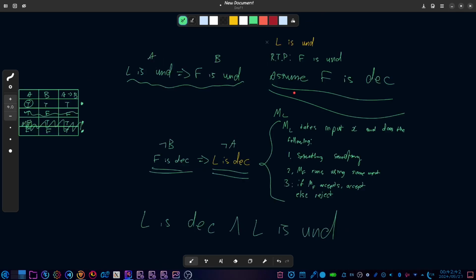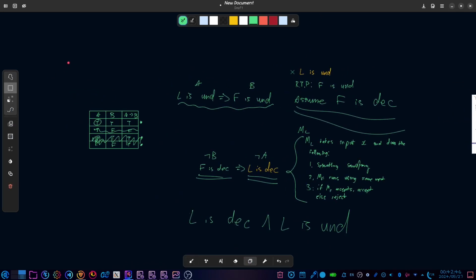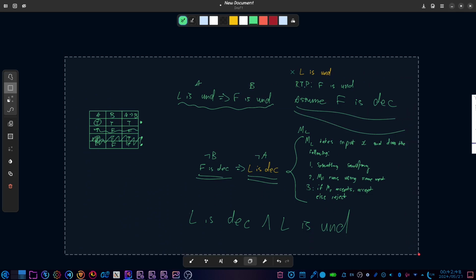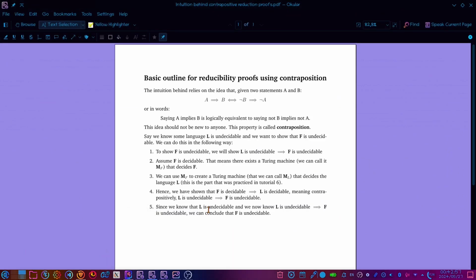Maybe I should go to that example now. I'm going to erase this. Before I do that, let me just see if I have the correct thing. Yeah. Oh wow, that's bright.